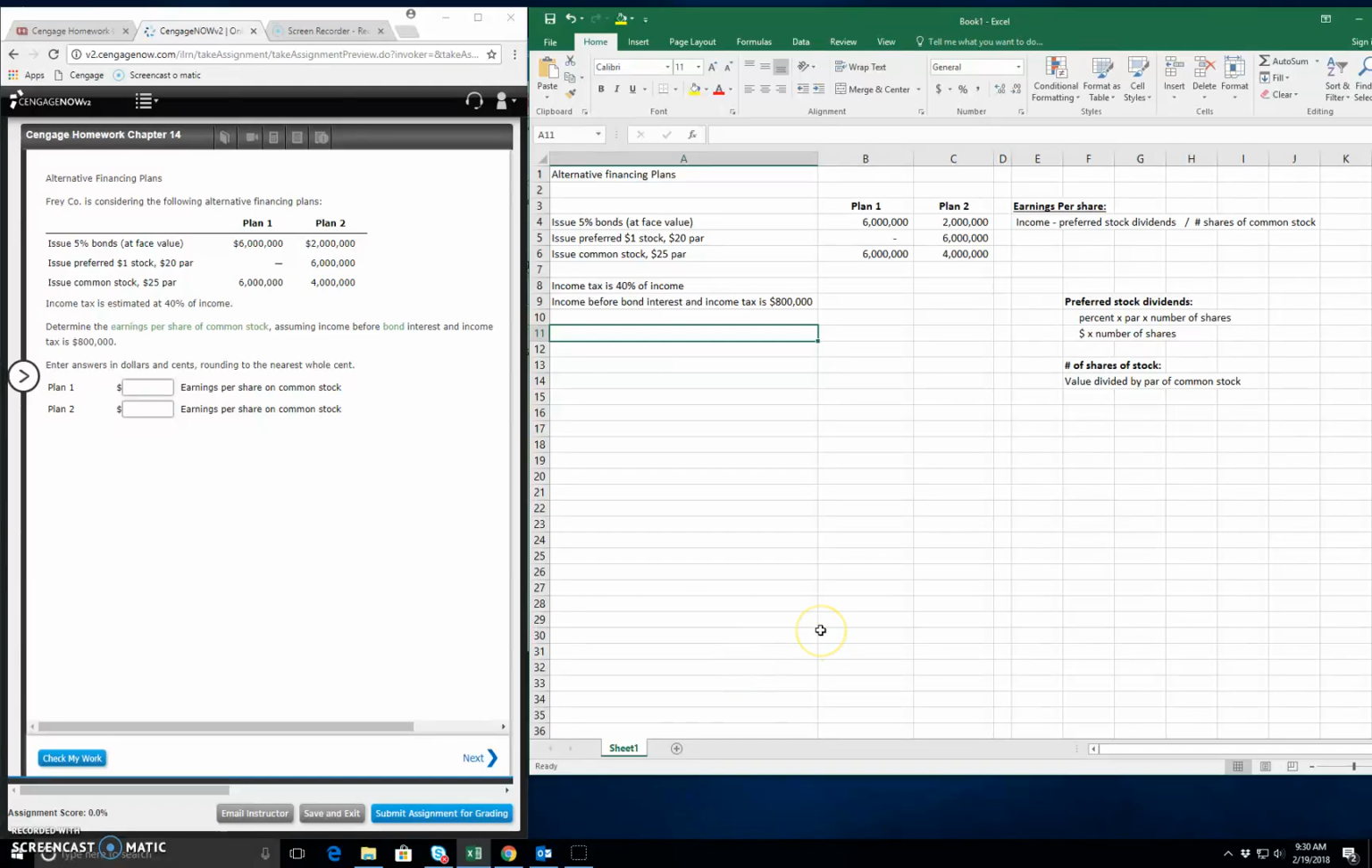Okay, hi. So I want to show you how to work a Cengage problem where we are given two alternative financing plans made up of us trying to raise some capital. In plan one, we're going to raise capital by issuing bonds and common stock. And in plan two, we're going to use all three. We're going to issue bonds, preferred stock, and common stock.